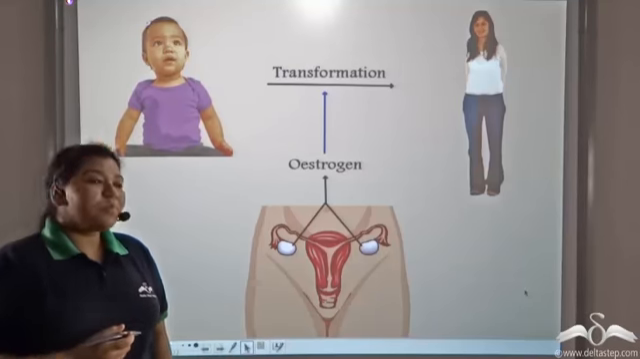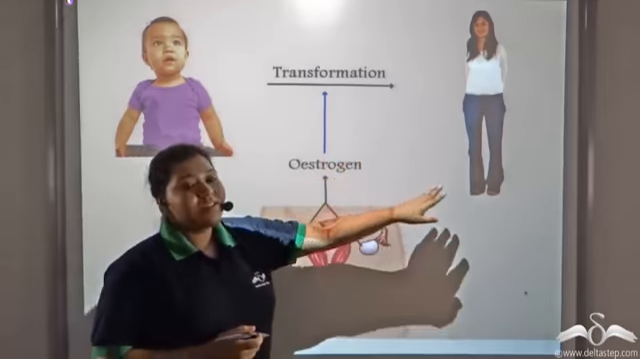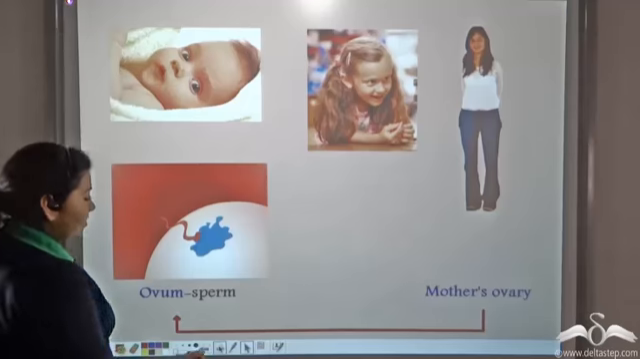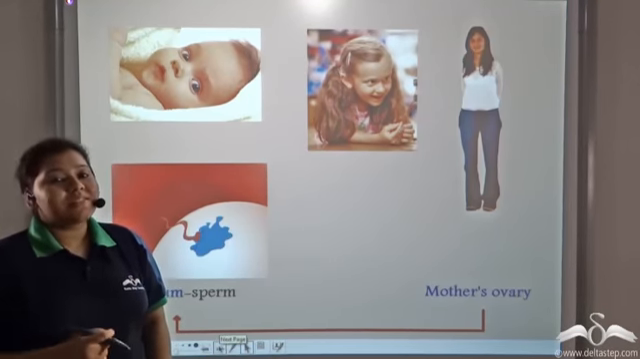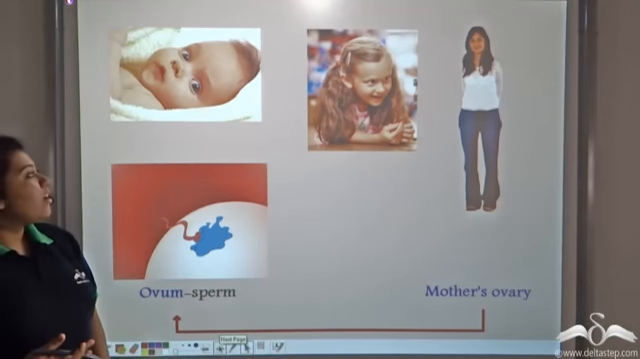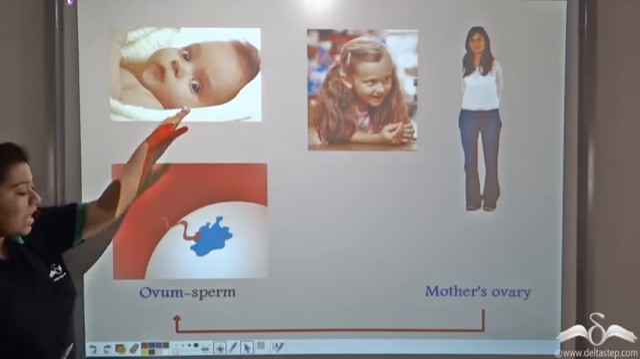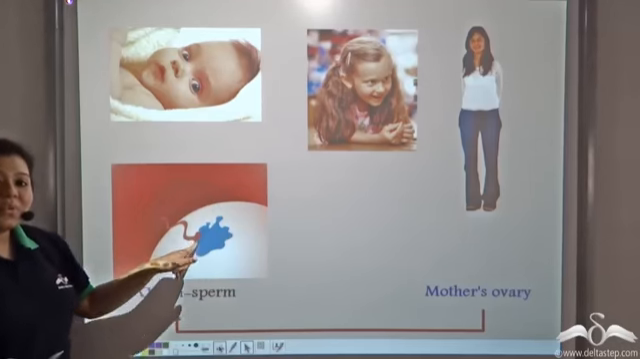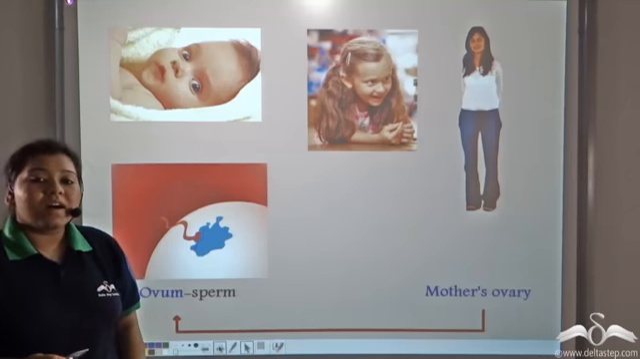The hormone responsible for the transformation from a little baby girl to a matured teenager is estrogen. Now, fusion of a male reproductive cell with a female reproductive cell causes the generation of a new life. The male reproductive cell is known as the sperm, and the female reproductive cell is known as the ovum. Plural of ovum is ova.